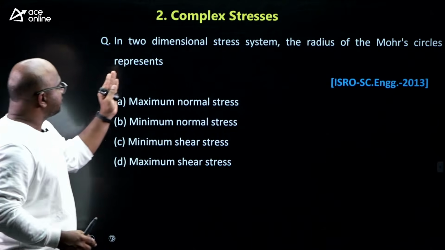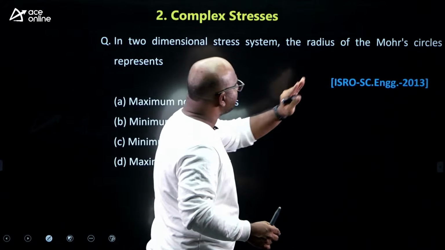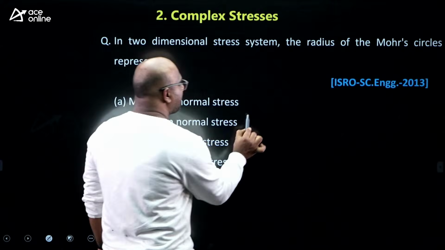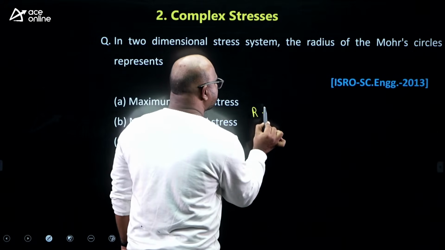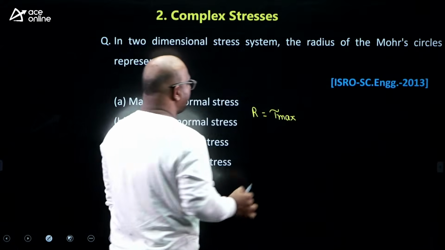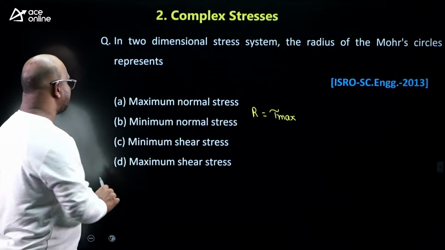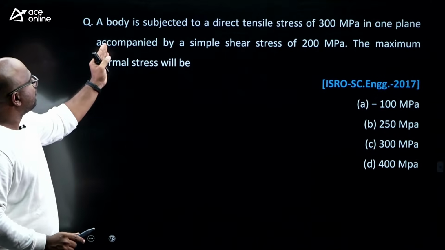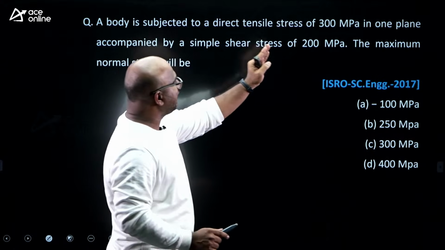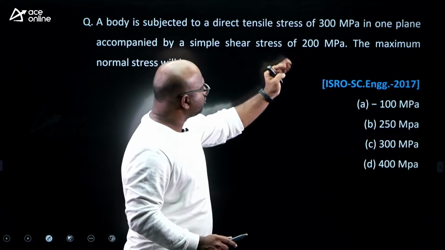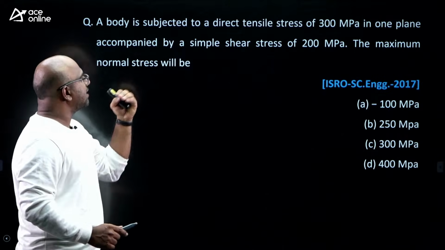In a two-dimensional stress system, the radius of the Mohr circle represents what exactly, sir? What does the radius represent, guys? Radius is equal to the maximum shear stress. Without second thought, the answer is option D. Next, a body is subjected to a direct tensile stress of 300 megapascal in one plane, accompanied by a simple shear stress of 200 megapascal, then the maximum normal stress will be.